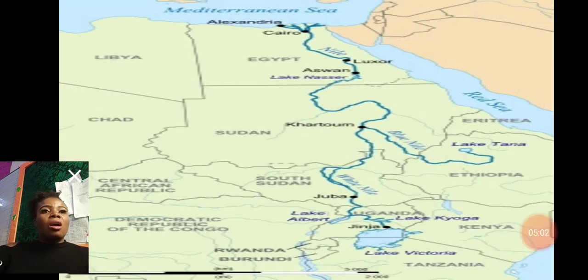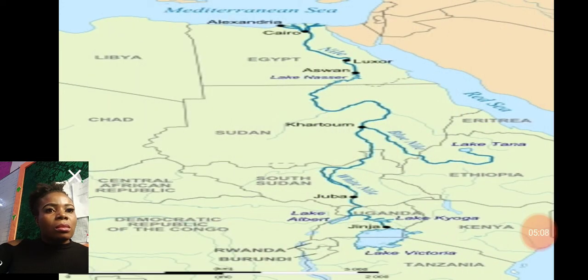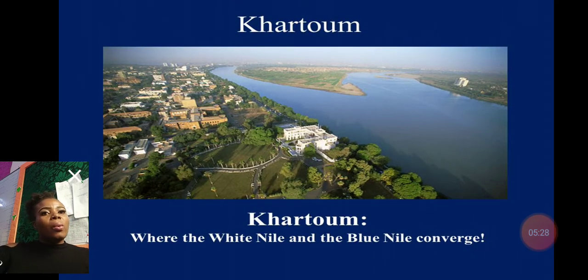Now this Nile flows on their own. Now you can see the Blue Nile flowing out, then the White Nile flowing out. Look at their meeting point. Khartoum, which is the capital of Sudan, and then from Khartoum, the Nile flows into the Mediterranean Sea. Now this is Khartoum, where the White Nile and the Blue Nile converge.